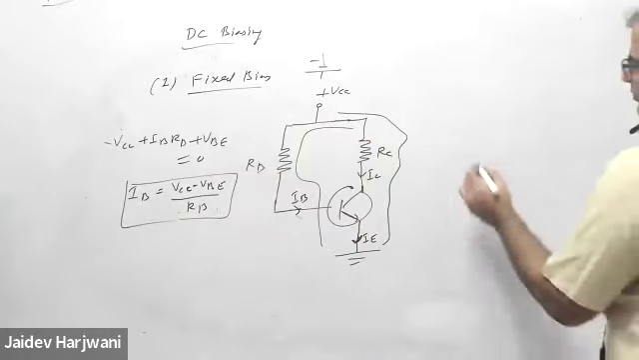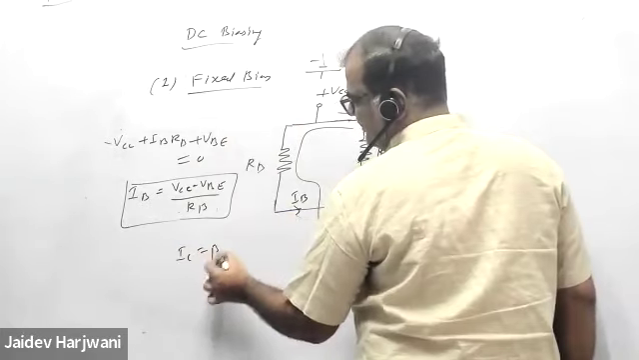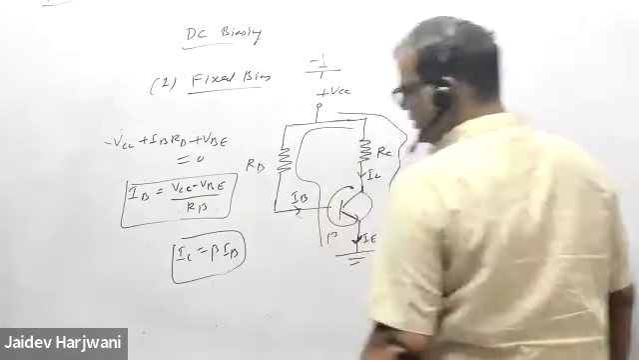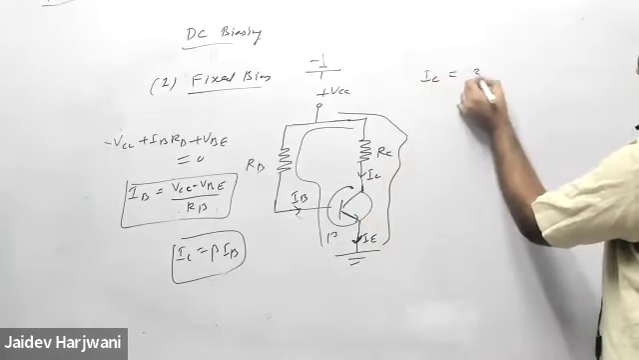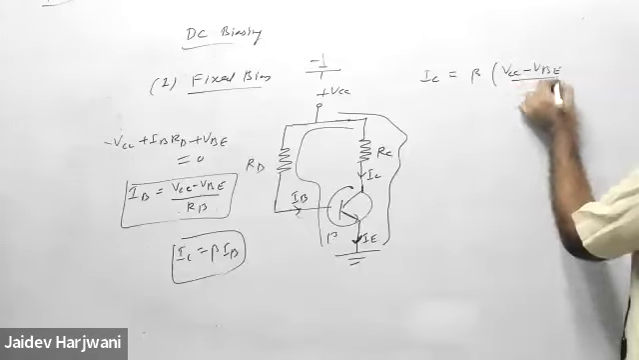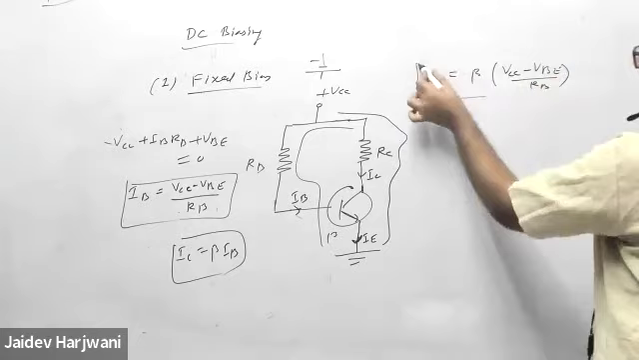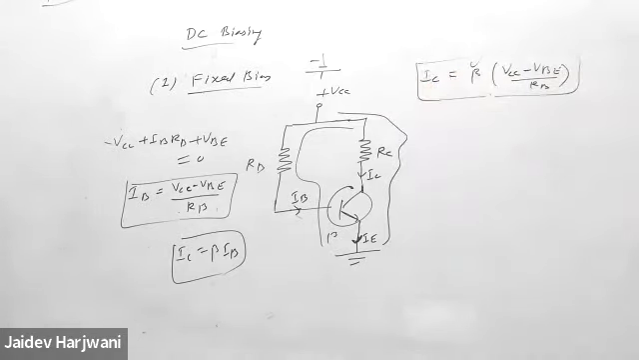Now the output loop, I can find. Once I know IB, I can find the IC because the beta will be given. So my IC will be beta (VCC minus VB) upon RB. Now see, IC is directly related to the beta. If beta increases, IC will also increase. If beta decreases in a cold environment, IC will also decrease.